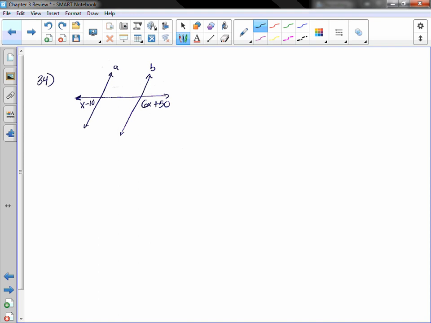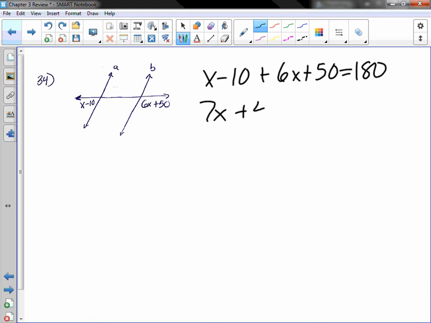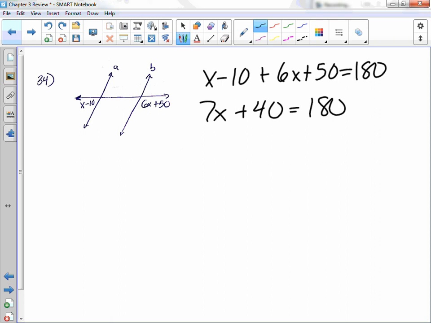Consecutive exterior angles. Now the book doesn't necessarily talk about this, but these two here are going to add together to be 180. So x minus 10 plus 6x plus 50 equals 180. Because if these add together to be 180, then the lines are parallel. Well, x plus 6x, 1 plus 6 is 7x. Negative 10 plus 50 would be plus 40 is equal to 180. We combined like terms. We combined our x terms and we combined our constants, our numbers without a variable.